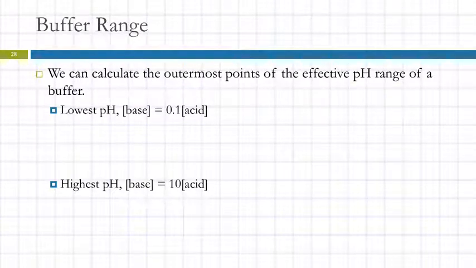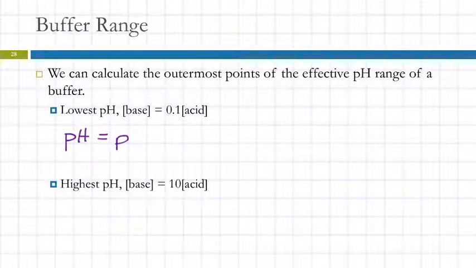We can calculate the outermost points of the effective range of a pH buffer. We said to be effective, the concentrations of acid and base should differ by no more than a factor of 10. So if we say, well, the lowest pH is where the base concentration is equal to 0.1 times the acid concentration. The base concentration is 10 times lower than the acid. So we can look at that equation, the Henderson-Hasselbalch equation. Every time I say Hasselbalch, I think David Hasselbeck, right? It's just not something I need to be thinking about.